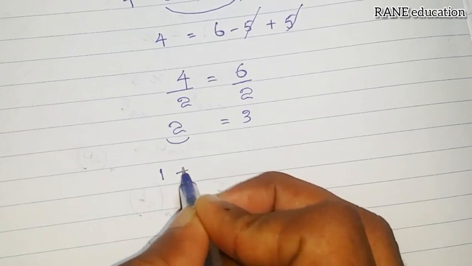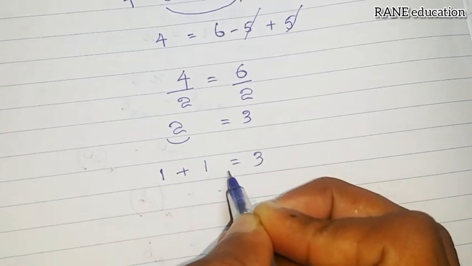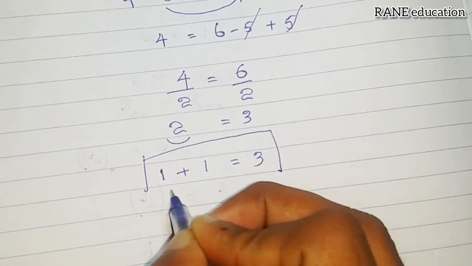You know 2 is equal to 1 plus 1. Finally, we proved that. What is the wrong place?